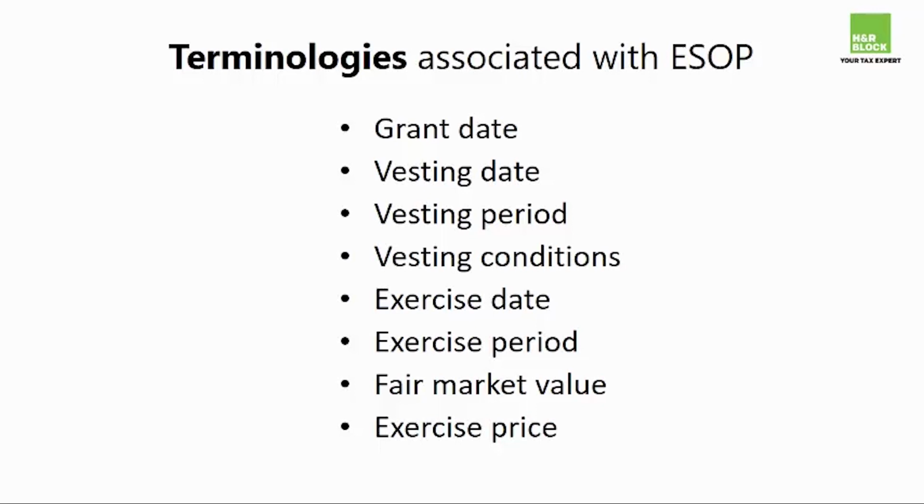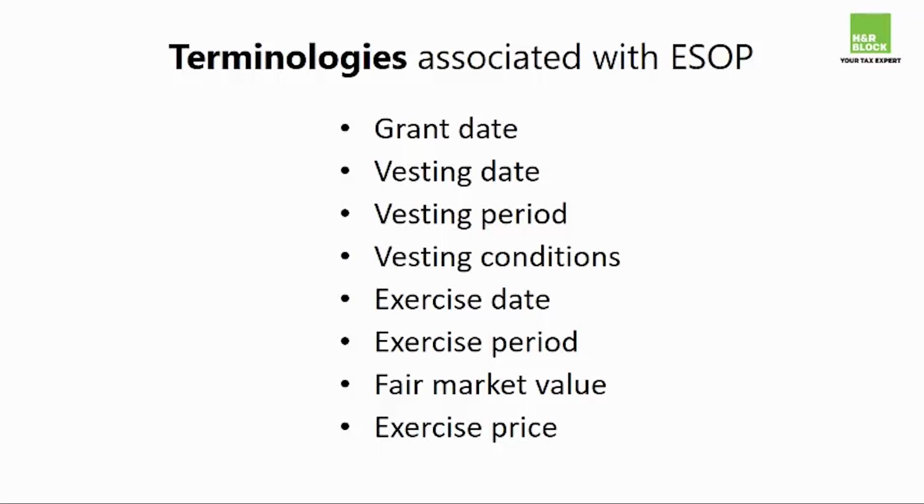Exercise date. Exercise date is any date after the vesting date. Once the shares are vested to you, you are given a particular period, say 2 months, 3 months, during which you can exercise this option. The day on which you communicate to the company that you now want to exercise your option and purchase those shares is called the exercise date. Obviously, the exercise period will be the period between the vesting date and the exercise date. Any period falling between these two dates is considered the exercise period, because during this period you are entitled to exercise your stock option anytime.